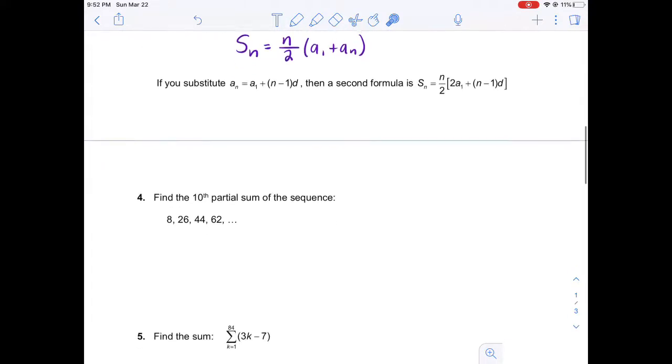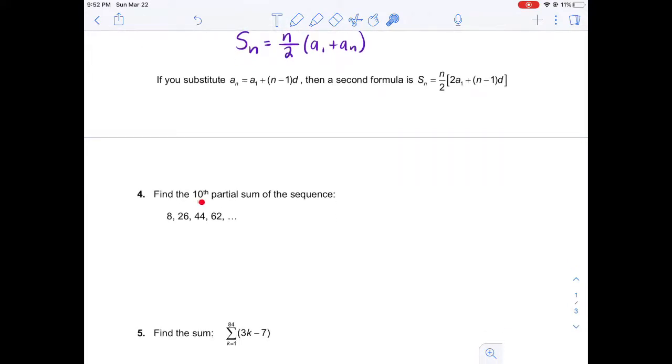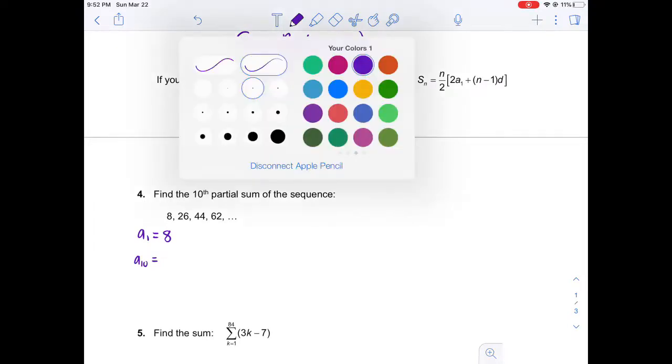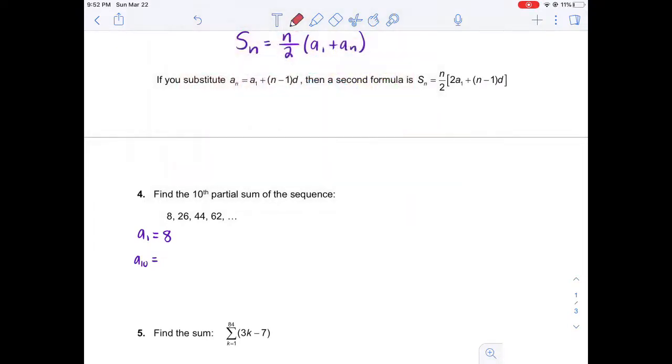So now we're going to use this to find the 10th partial sum of the sequence. What I need to know, in this case, is A1, but I also need to know A10. I currently know that A1 is 8, and I know the first 4 terms, but I don't know the 10th. This is where our explicit formula comes into play.